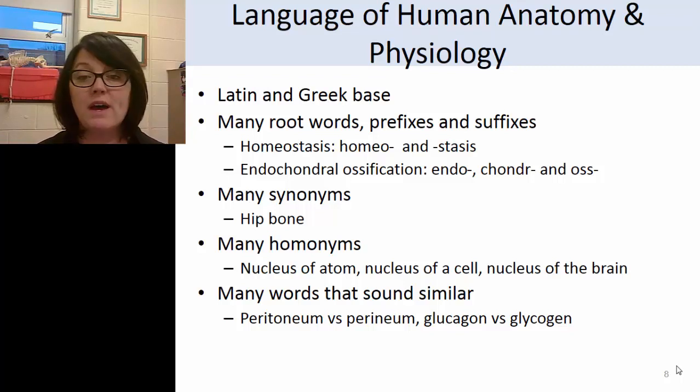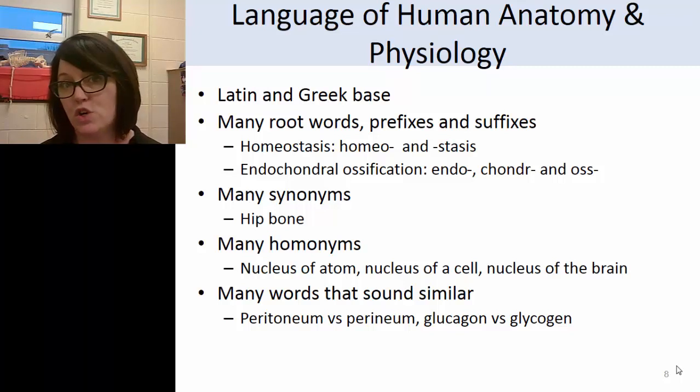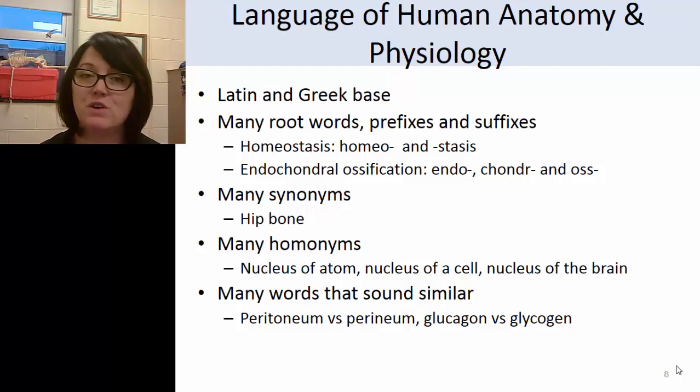And we have glucagon and glycogen. These are two that students mix up all the time, right? Glucagon is a hormone released by your pancreas. Pretty much does the opposite of insulin. And glycogen is a carbohydrate that stores glucose. Right? They're related, but it's not the same term. So you kind of have to be careful. Make sure when you're reading words in this class, you're reading the correct term. And when you're writing them, make sure you're writing the correct term too.